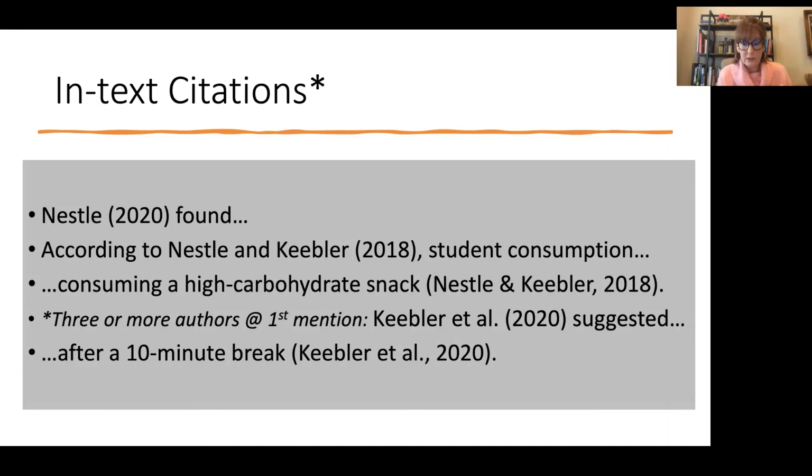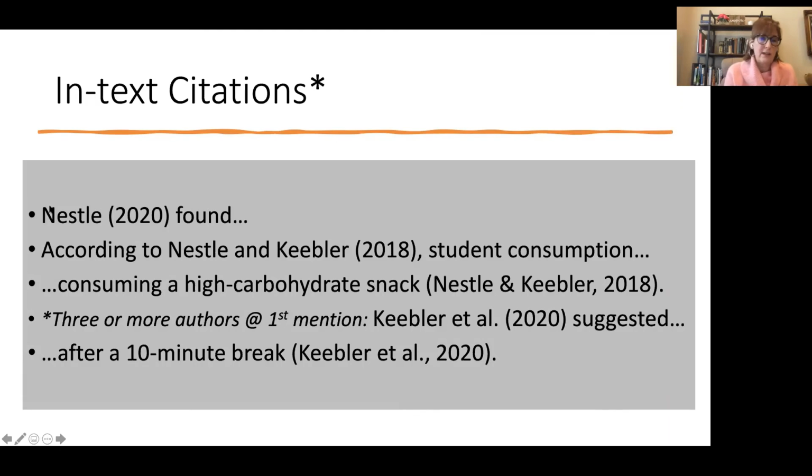The other thing to remember is that there's not a period after the et. It's only after the al. And then at the end of the sentence, if it's in the parentheses, you need to make sure to separate the author from the publication date.